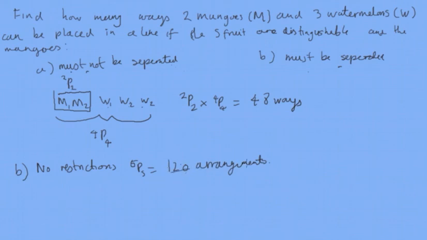Now, if there's 120 ways of arranging all 5 items of fruit, we can take the 120 and subtract the 48 ways that we have of ordering the fruit where the mangoes are together. And that would give us the 72 ways of ordering them when the mangoes are separated. Because they're either separated or they're not. And we know that this is when they are not separated, so this must be when they are separated. I think I said that right. So I hope that makes sense.